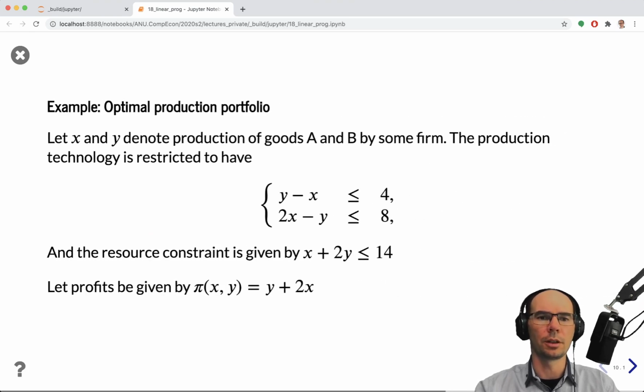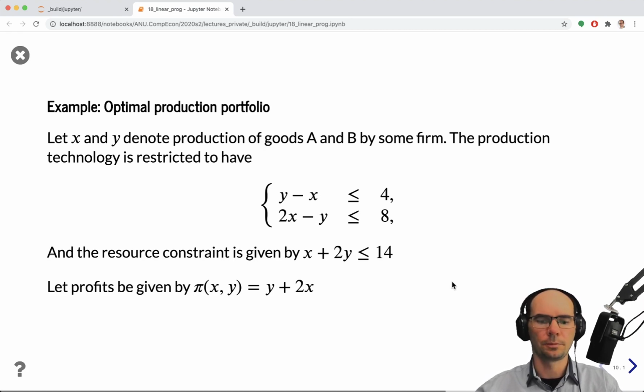Okay, let's look at a simple example. This is an optimal production portfolio example. Imagine a company which is producing two goods, A and B, and they have a certain technology which imposes a particular constraint on the production. These are some complementary goods. I don't know, think of oil being converted into different oil products, and there is certain dependence between how much of each of the products that you can make from a unit of crude oil. And let the constraints be given by the system.